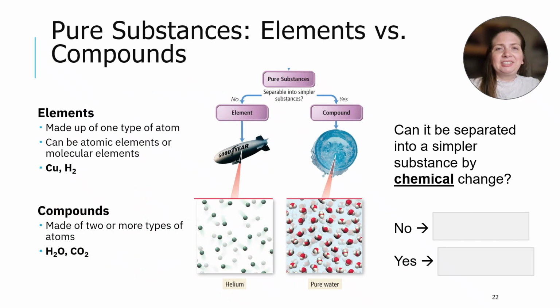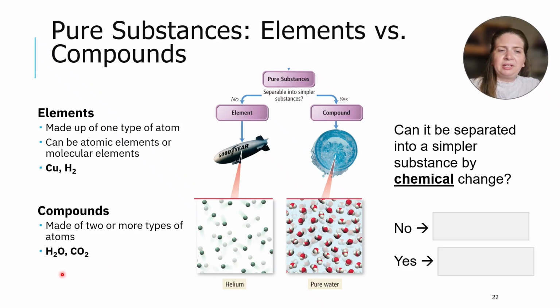Pure substances can either be elements or compounds. Elements are made out of only one type of atom. For example, all the atoms in this picture are helium atoms, represented by the same color. Compounds form when two or more different types of atoms are chemically bonded together. In H2O, there are two hydrogen atoms bonded to one oxygen atom. In CO2, there are two oxygen atoms bonded to one carbon atom.